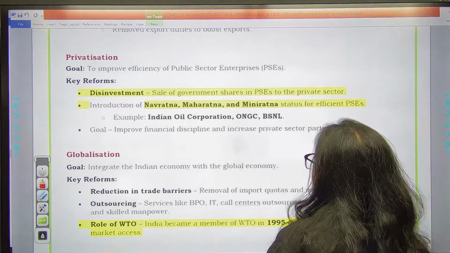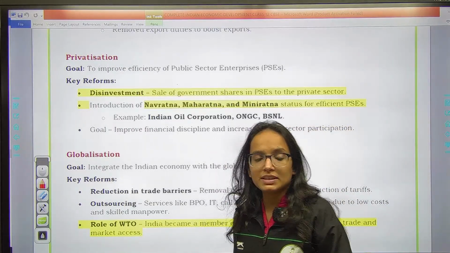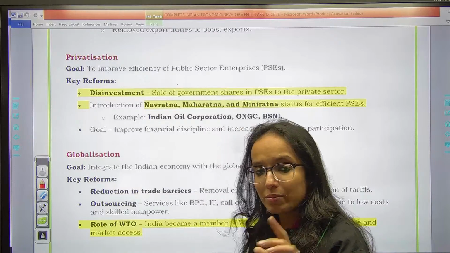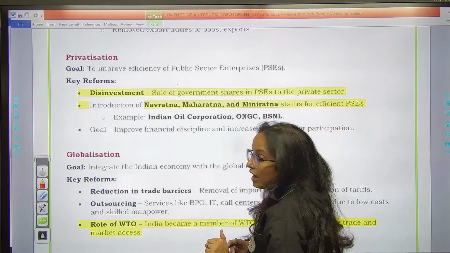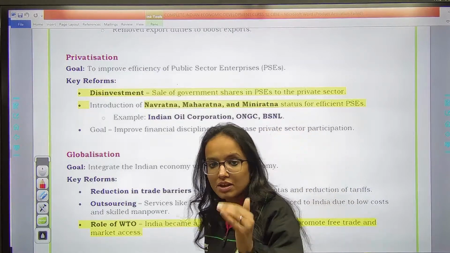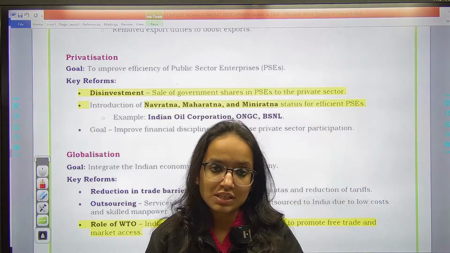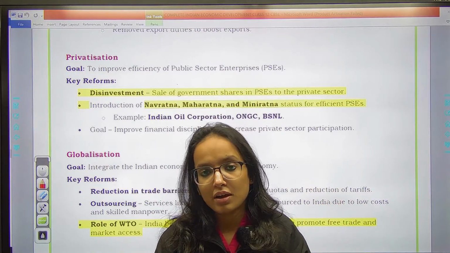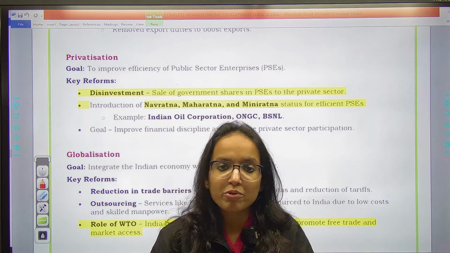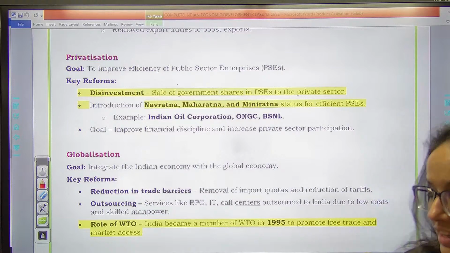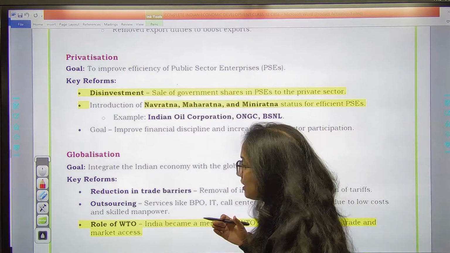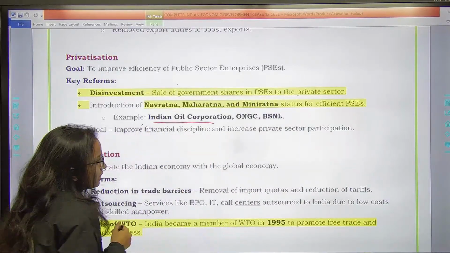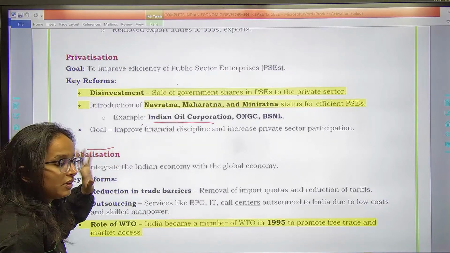So basically disinvestment was also done. In a lot of public sector enterprises, the government's share of the stake was sold to private entities to boost efficiency. And the government also introduced different categories: Navratna, Miniratna, Maharatna. On the basis of these, the status indicated how much funding you can do without any government approval. So enterprises were divided into Miniratna and Maharatna categories too. Navratna is the smaller one, then Miniratna, then Maharatna, right? For example, Indian Oil Corporation, ONGC, BSNL, all these enterprises were classified.